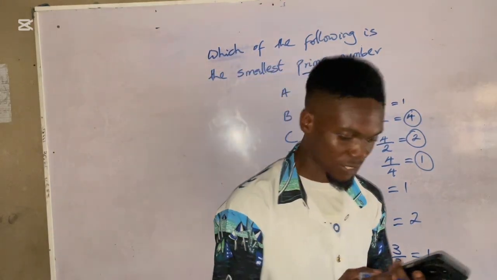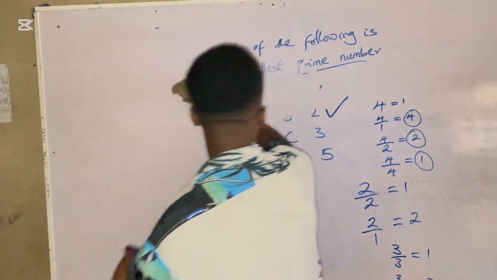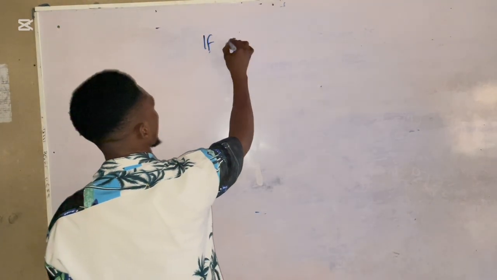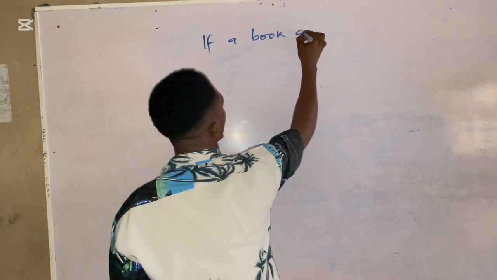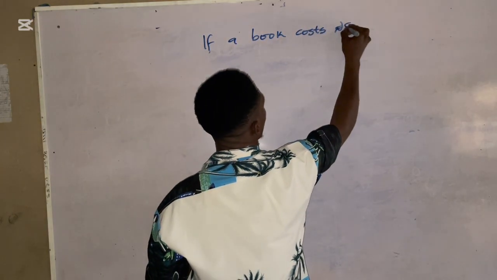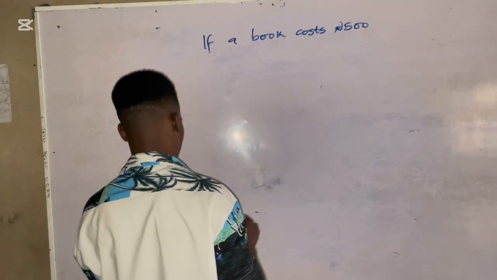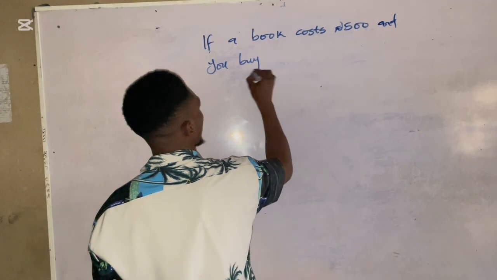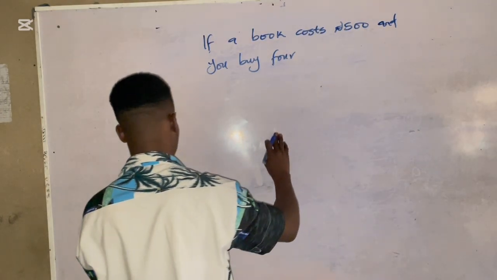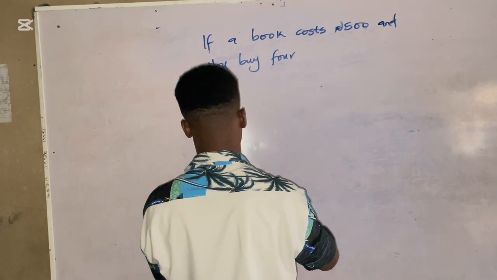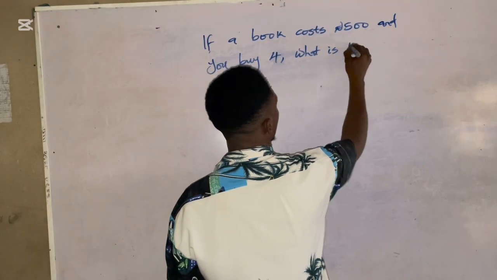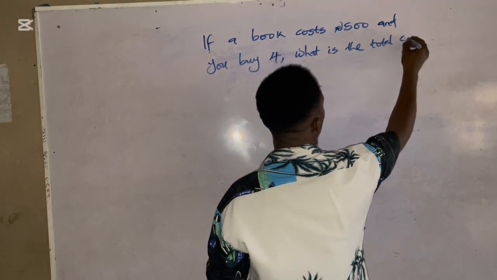Then the final question, the last question, to summarize it all. The last question says, if a book costs 500 naira and you buy 4 of the books, what is the total cost?